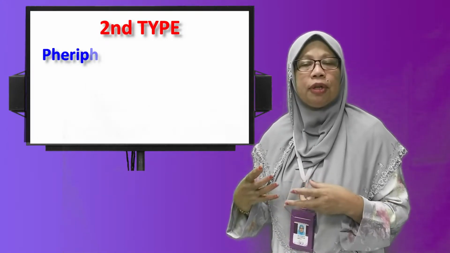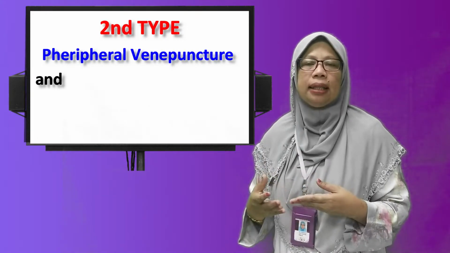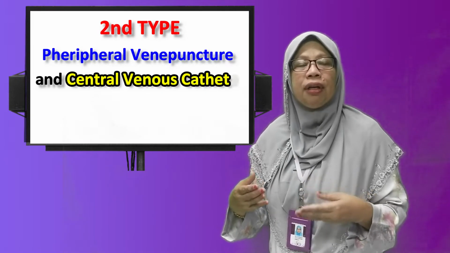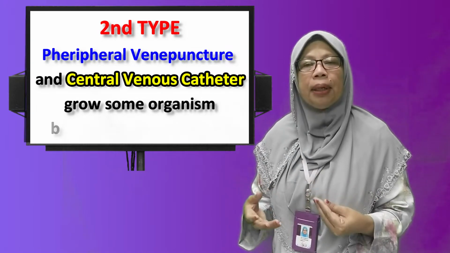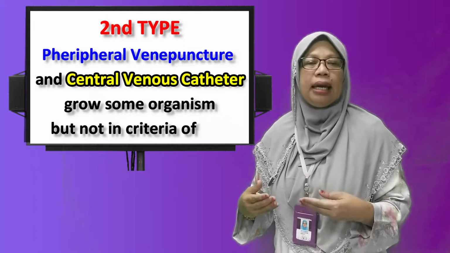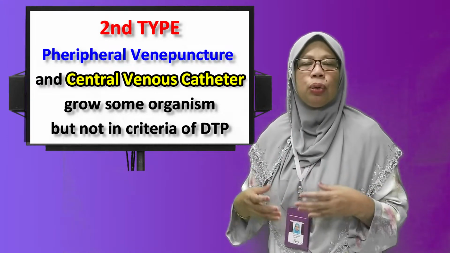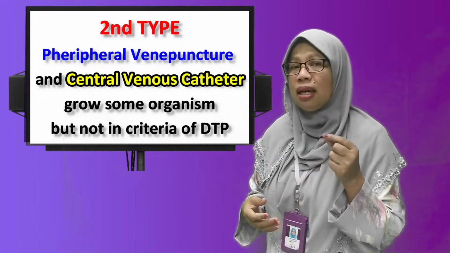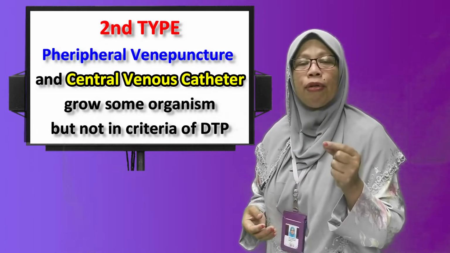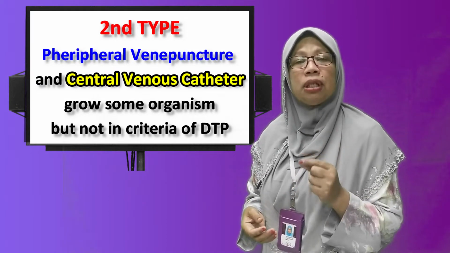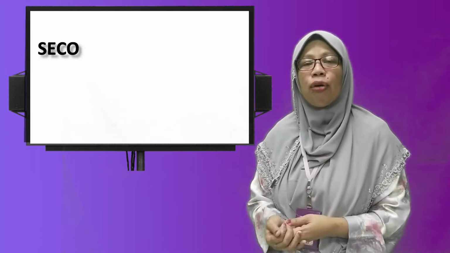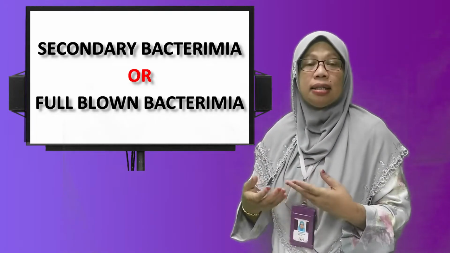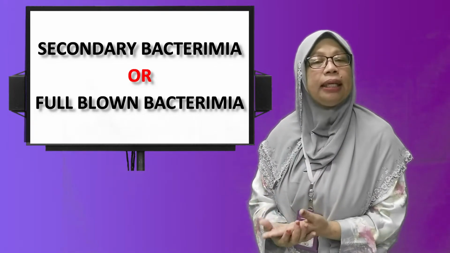The second type of result may be presented where the peripheral venipuncture sample grows an organism and the central venous catheter also grows some organism, but it does not meet the criteria of DTP, differential time to positivity. So this category of result is considered as a secondary bacteremia or full-blown bacteremia.